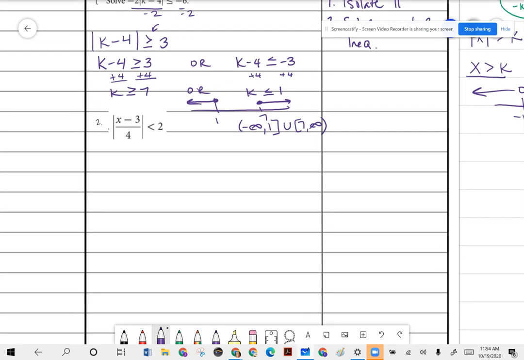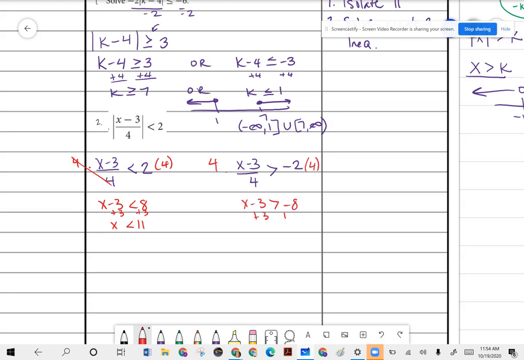Okay, so let's take a look at number 2. This is already isolated. It's already set for me to break it up into 2. So keep the first one the same. The second one, I change it to the opposite, which means I've got to flip the sign and make that negative. I'm going to multiply both sides by 4. When I multiply both sides by 4, I get x minus 3 is less than 8. X is less than, if I add 3, I get 11. Do the same thing to this side. I get x minus 3 is greater than negative 8. Add 3. I get x is bigger than negative 5.